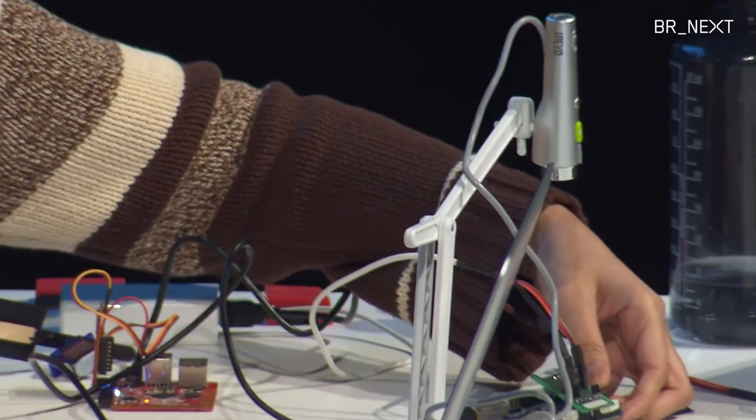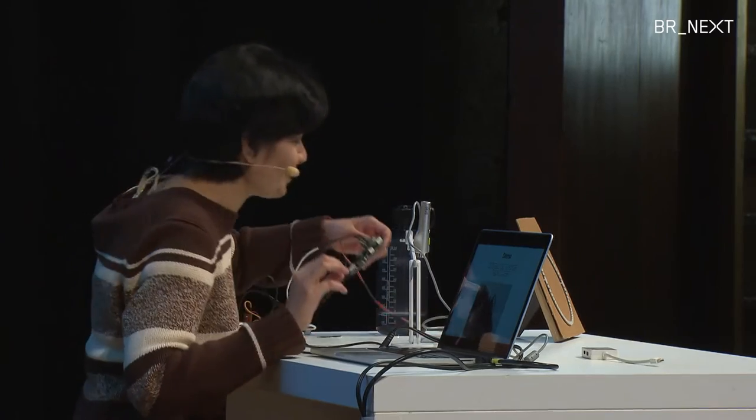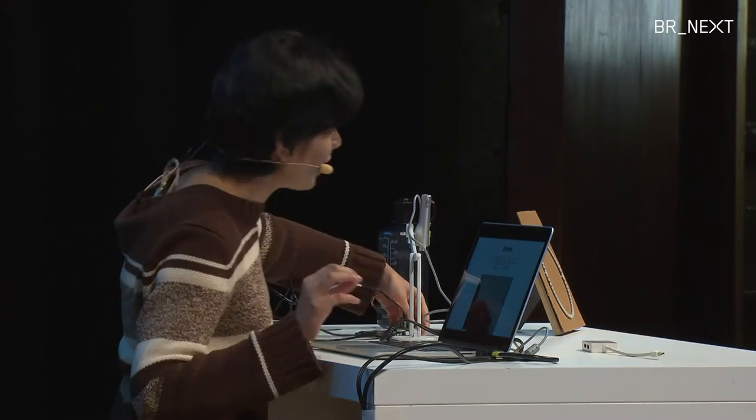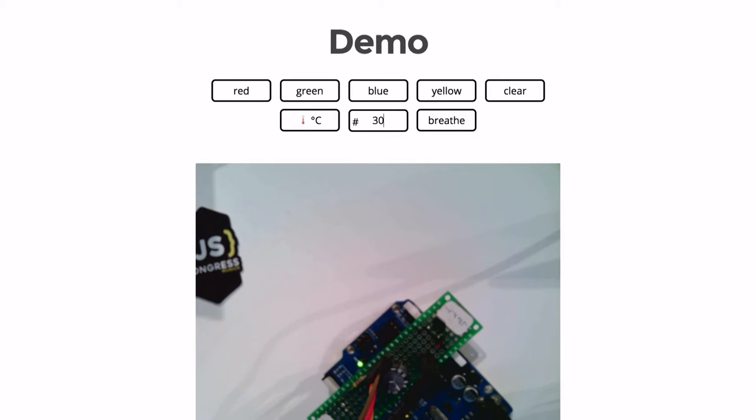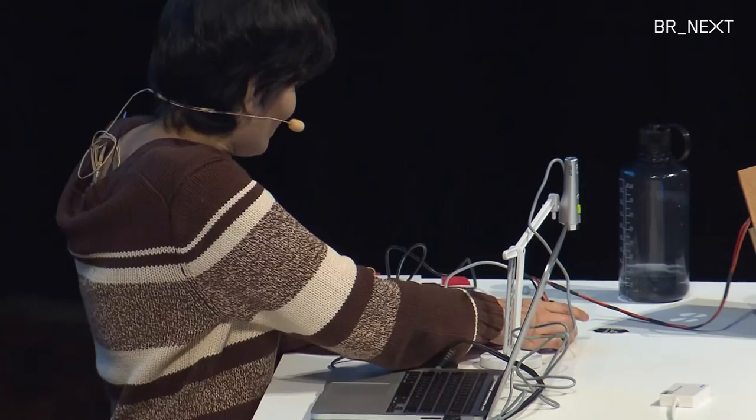So you turn on the LED with the temperature. When it gets hotter, it lights up. You can also do a little bit of interactivity. You can turn on, so let me clear it. And you can turn on this. And then you also have the color.